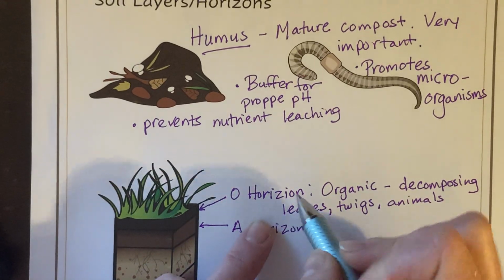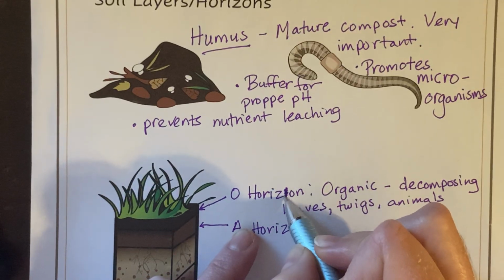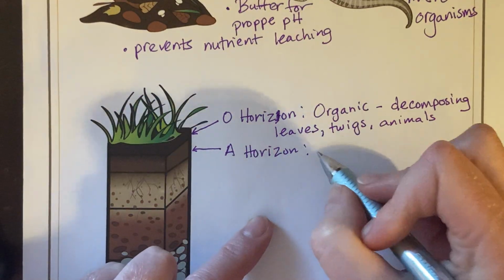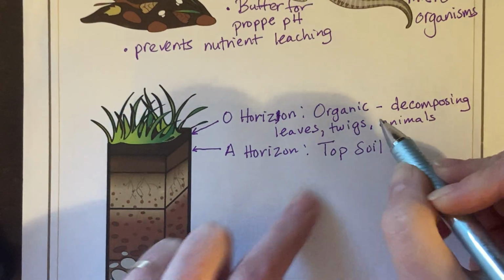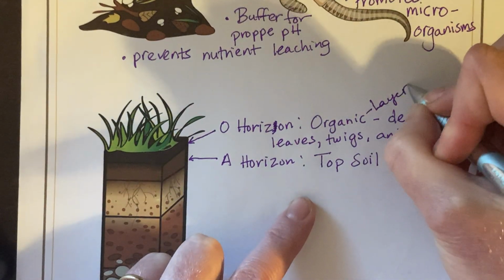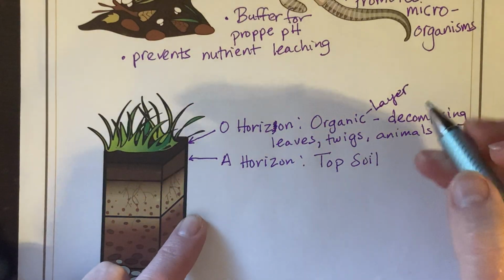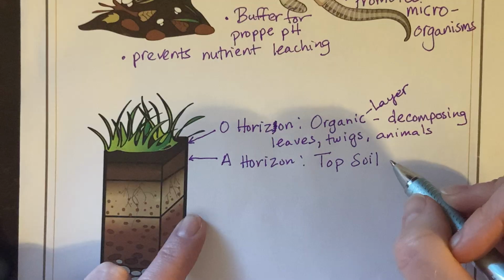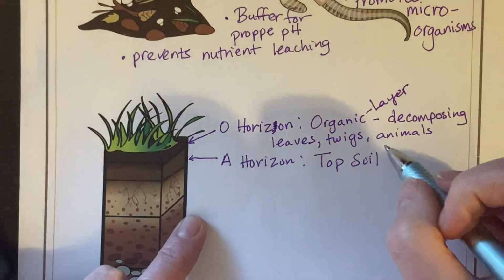I spelled horizon wrong here. I don't know why I put an extra letter. There's no I. Horizon. Okay, so the A horizon is known as our topsoil. This, by the way, is the organic layer. So the organic layer of soil. And then A is the topsoil. So our topsoil is the zone where you have some organic matter mixed with mineral components.